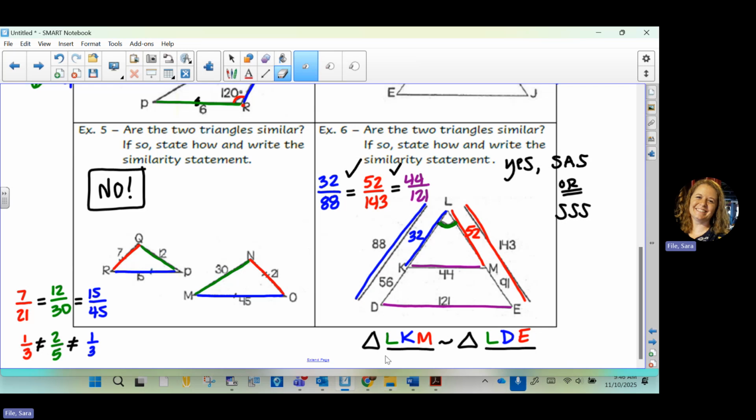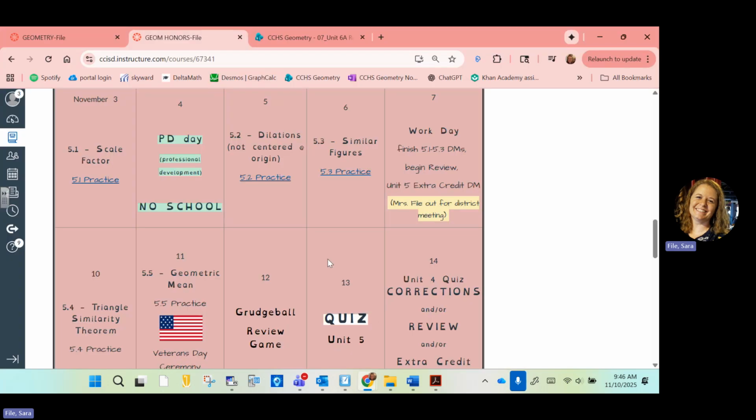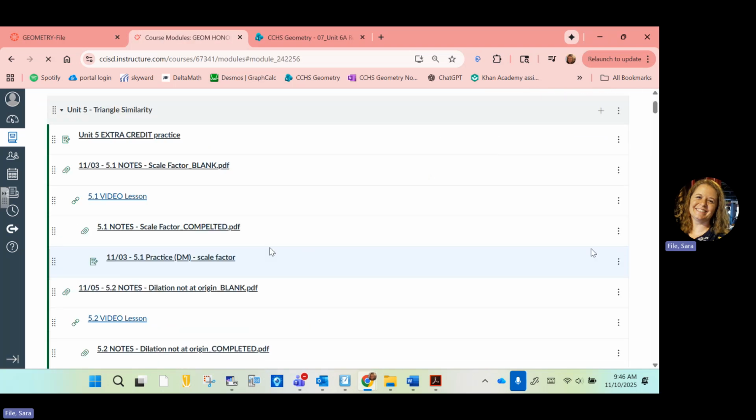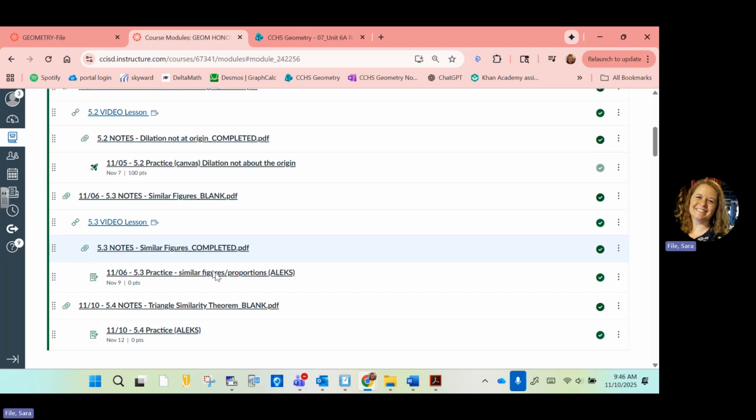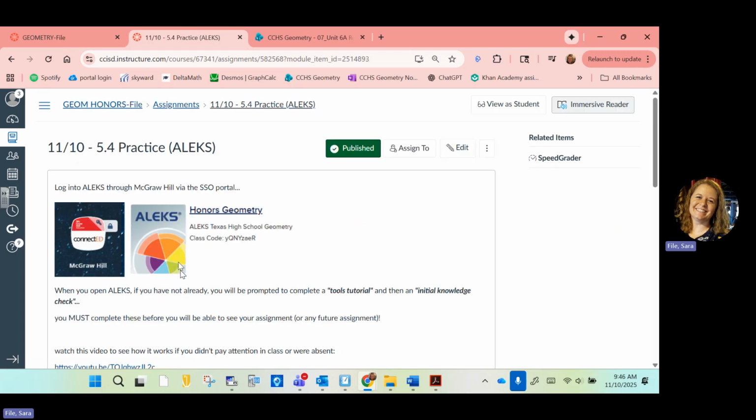Yeah, hang on. I didn't link it here in the calendar yet, but if you go to your module, you should see today's assignment is in there already. You have to go to Alex. I hope y'all did this with 5.3 already, because it was an Alex. But remember, you're going through McGraw-Hill on your SSO portal to the Honors Geometry Alex, okay? And you should see the assignment there.